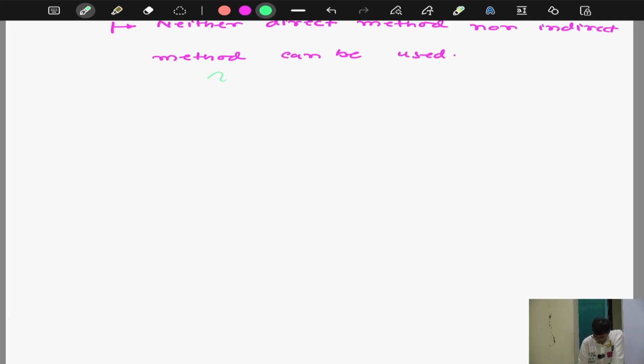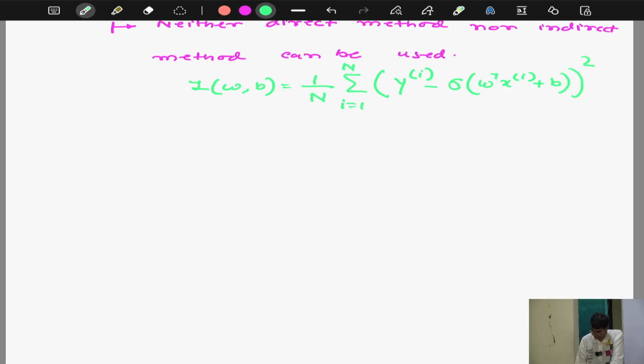So, let us take the mean square. L of W comma B, where W comma B is my trainable parameters. We will start calling it theta very soon, but for now it is W comma B. It is equal to, I have the same n data points, summation i equal to 1 to n, and then I have y i minus sigma of W transpose x i plus b, square, right.